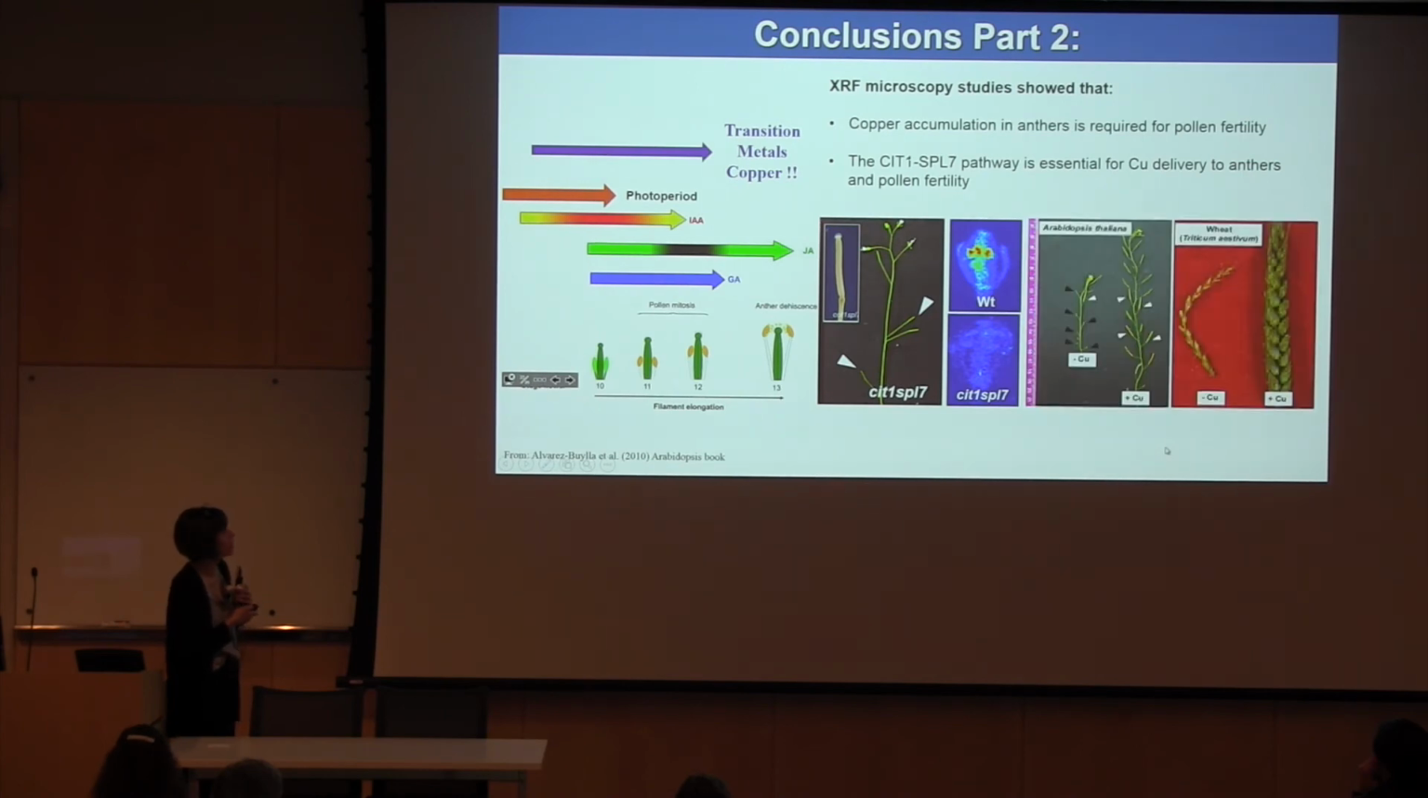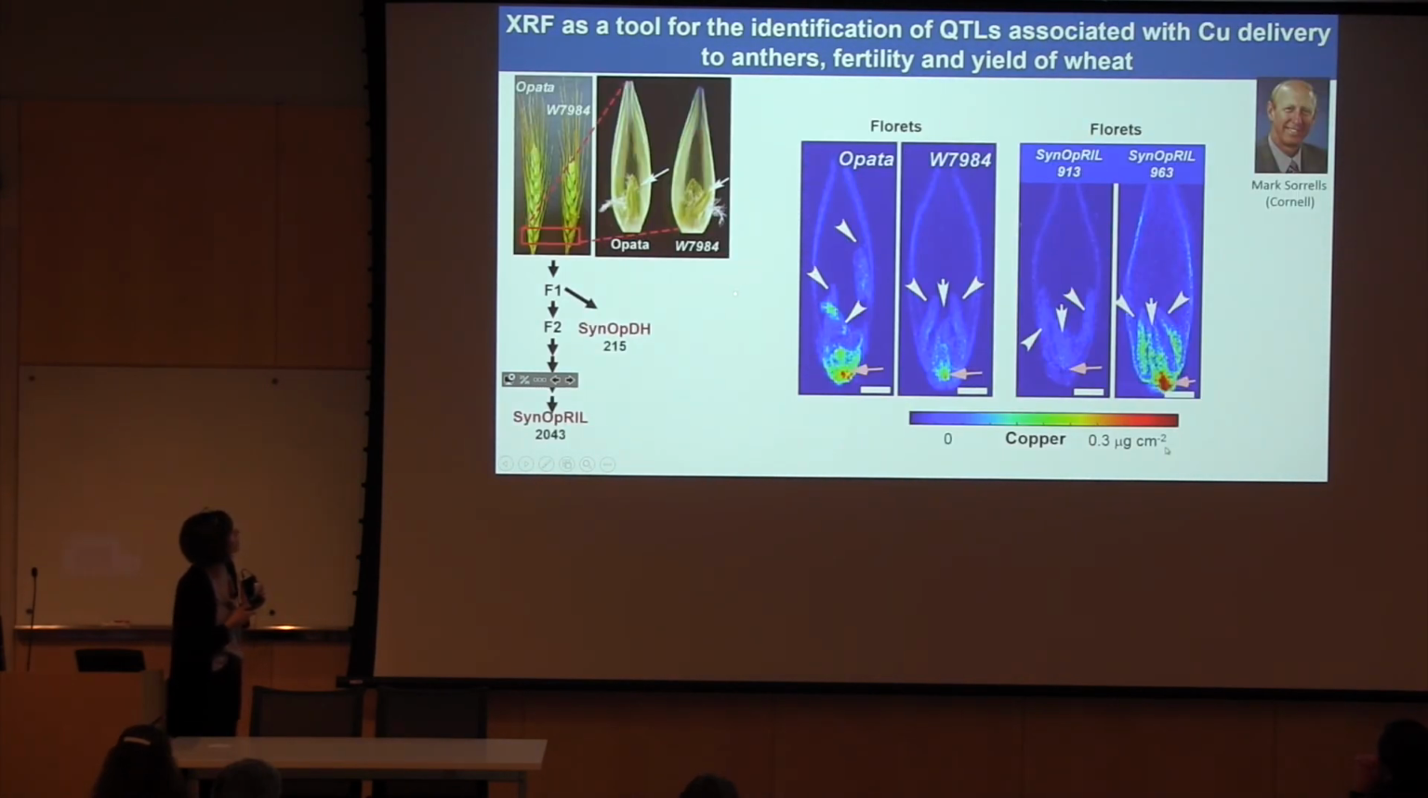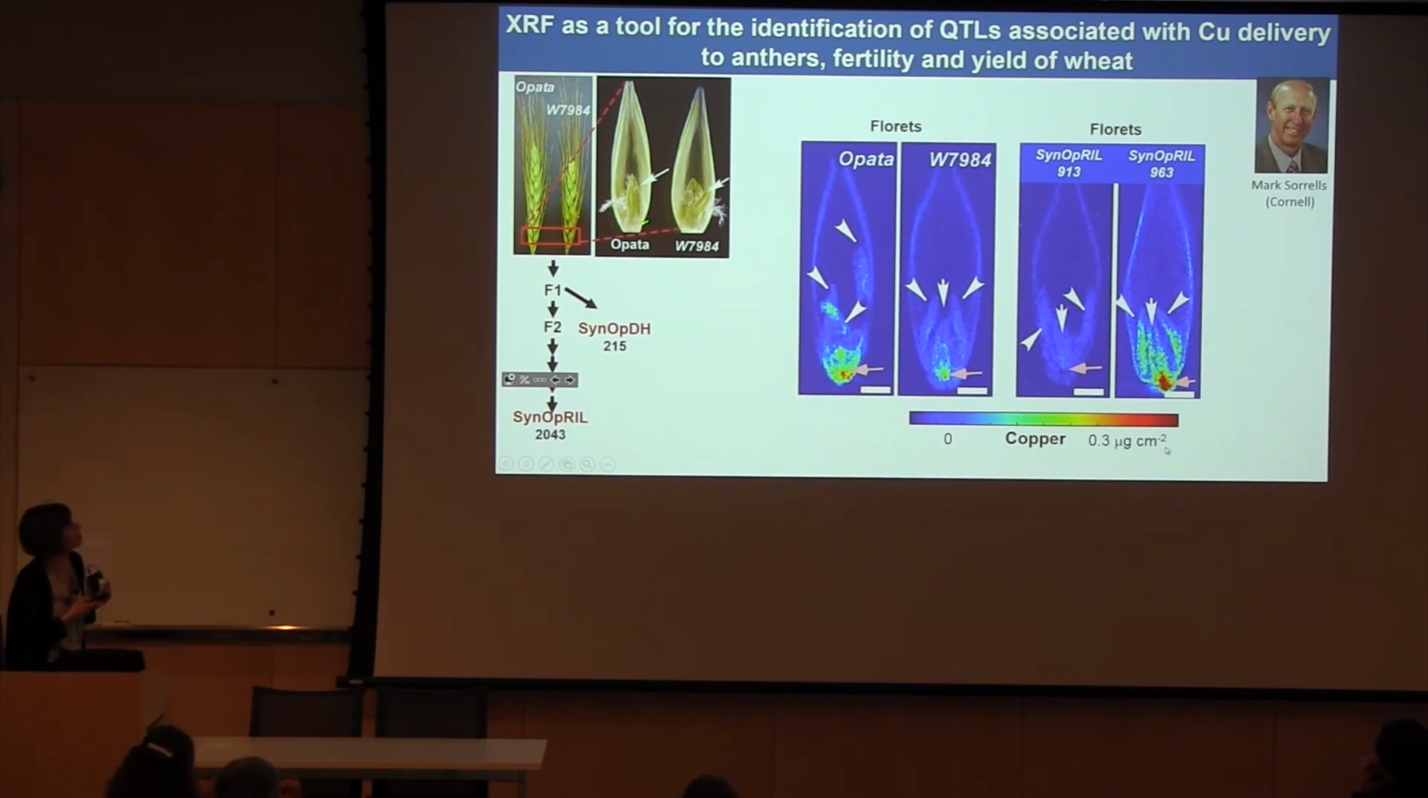So where are we going from here? Of course, we are very interested now to translate this knowledge we gained in model Arabidopsis to crops, right? And so we are collaborating with Mark Sorrells. We are using a wheat mapping population generated in Mark's lab with the hope to identify QTLs which will be associated with copper delivery to anthers, fertility and improved yield of wheat.